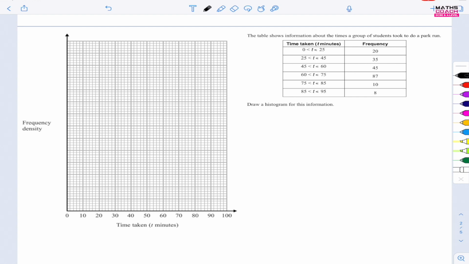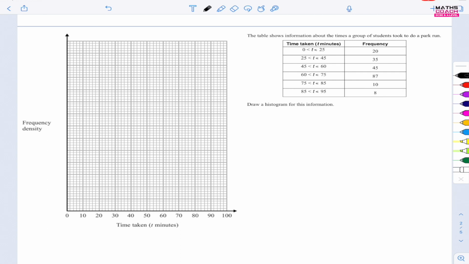If you have a look at this next question, you can see it's very similar to the last one. You've been given a table and you've been asked to draw a histogram. Why don't you give this one a try? Pause the video here, and then you can compare your answers, where I'll go through it a little bit faster than the previous one. And then we'll look at the final one, which is a worded problem. A bit more thought needs to go into it.